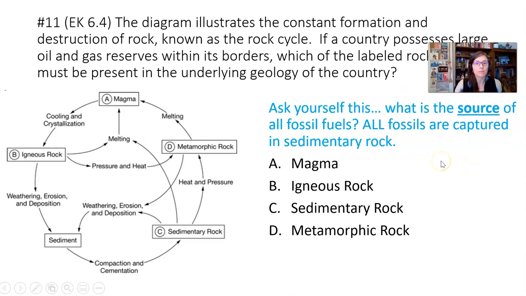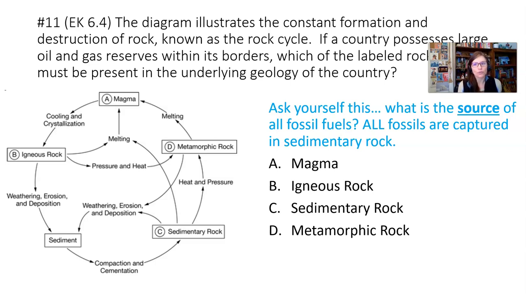Number 11, last one, we're talking about the formation and destruction of rock, known as the rock cycle. And if a country has a lot of fossil fuels or oil and gas reserves, what kind of rock type has to be underlying the geology of the country? Okay, and here's the key question. So oil and natural gas are fossil fuels. So all fossils are found in what kind of rock? It's always sedimentary. It has to be sedimentary. It's mandatory it's sedimentary, right?